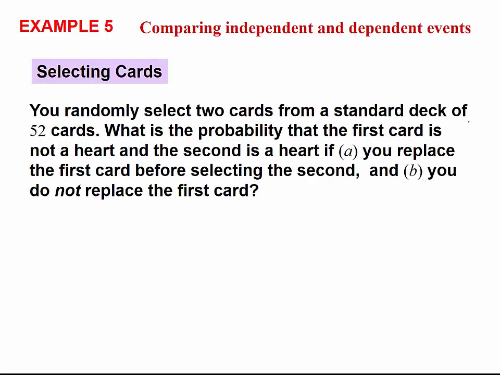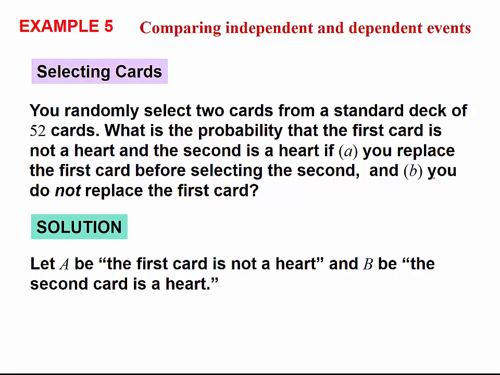You're randomly selecting 2 cards from a standard deck of 52 cards. What is the probability that the first card is not a heart and the second is a heart if, in the first case, you're replacing the first card before selecting the second, and in the second case, you're not replacing it? So for A, let event A be the first card is not a heart, and B be the second card is a heart.